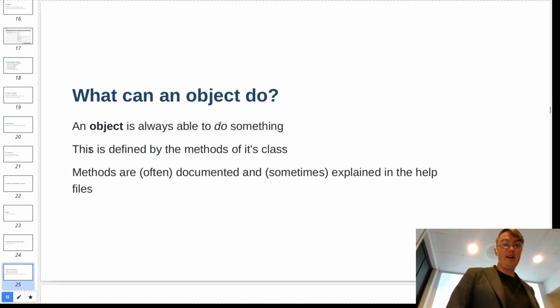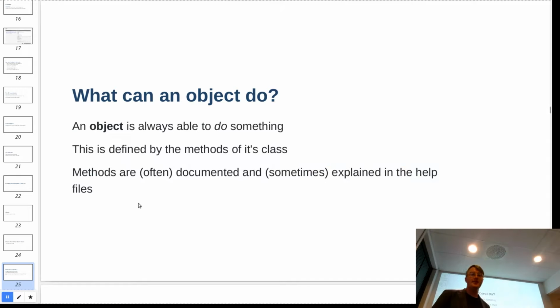And then kind of a disclaimer down here. The methods are often documented and sometimes explained in the help files. This is the product of SuperCollider being driven and developed by volunteers. Sometimes they get lazy, sometimes they don't have time, and then you're left on your own. But quite often it's documented what a pen can do, for example.